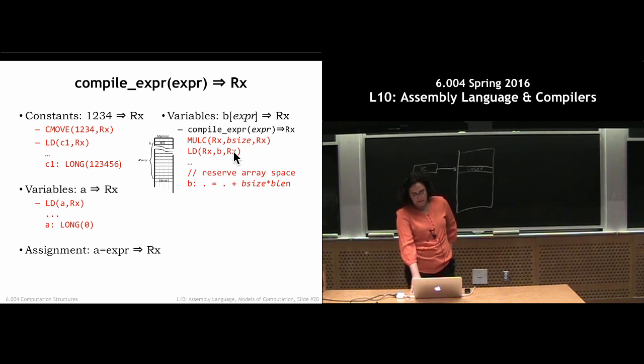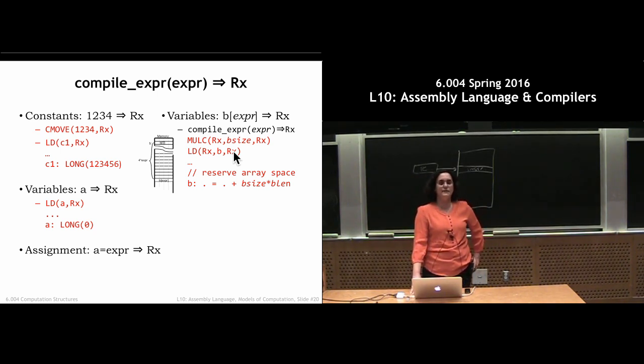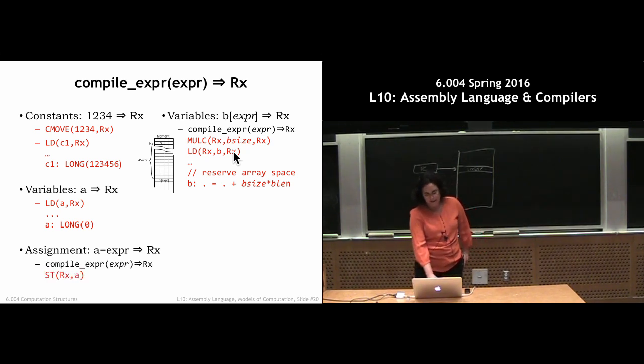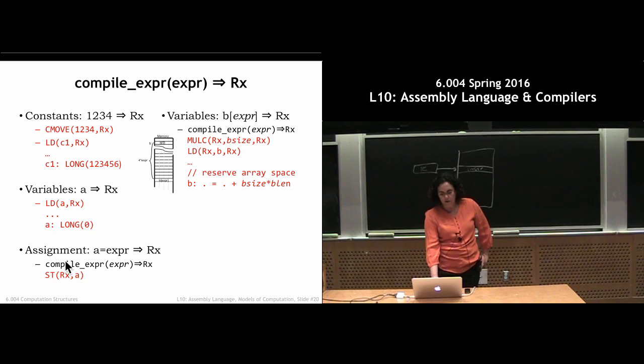And we move on with expressions, with assignments. Suppose that I have A equals expression. What does that translate into? Well, again, it's going to be a recursive call. First I call compile expression on this expression. I evaluate it and I get the value into Rx. Once I have it in Rx, then I do a store of this Rx that I just computed into my variable A. And that's going to take care of my assignment type of statements.